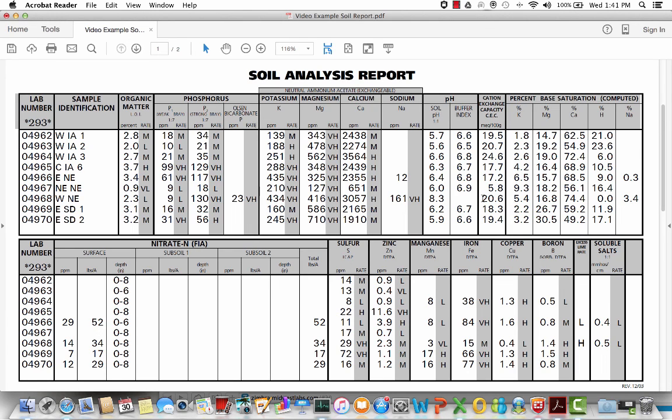Fortunately, this is a slightly heavy soil with quite a bit of clay in it. That's going to help buffer some of the negative impact of that sodium, but I still would be thinking about maybe some gypsum to try to bring those sodium numbers down and make this go away.